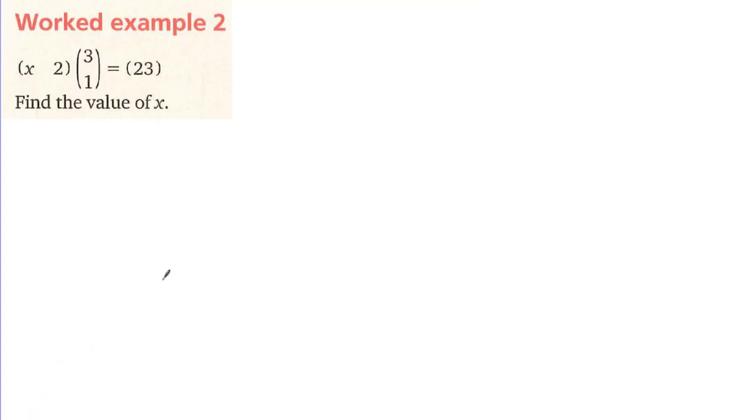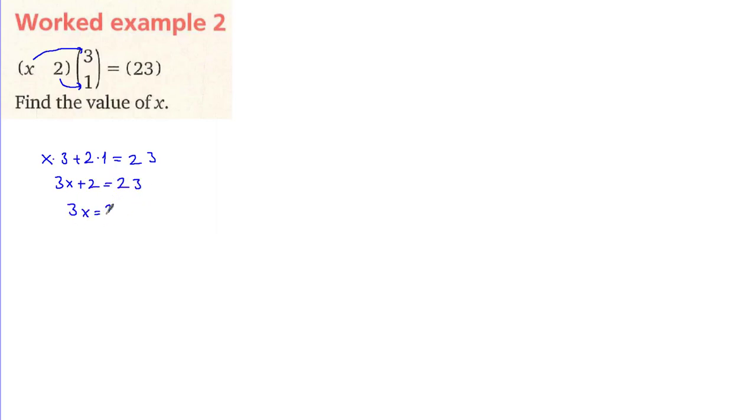Okay, here is an example where we don't know one of the variables, but the result is written here. One of the values we don't know, and instead a variable is given. So we multiply x by 3 and 2 by 1, and the result matrix is equal to 23, which means x times 3 plus 2 times 1 should be equal to 23, which is 3x plus 2 equals 23.